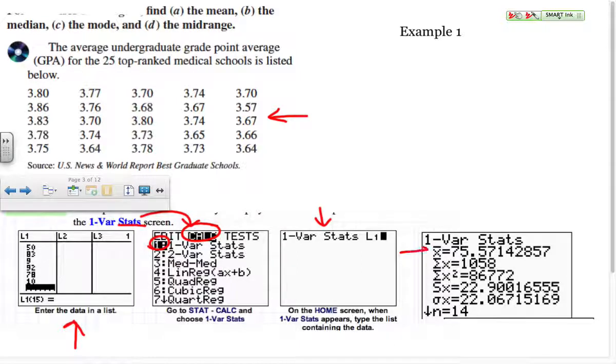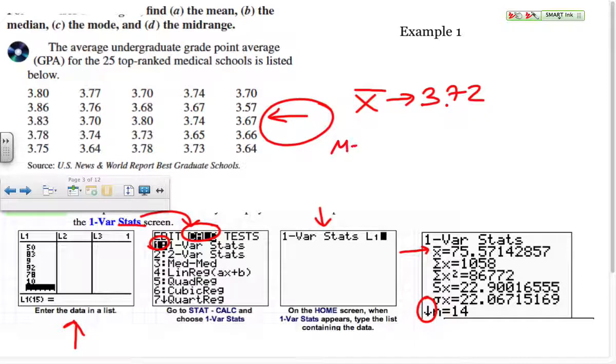This little X with a line over it is called the mean. It's also called X bar. That's a way that we use to denote the mean. So that number is the mean. So when I calculated this data here, I got a mean of 3.72. So my X bar was 3.72. Now, this doesn't show it, but if you were to scroll down, at one point, you're going to see something on the data that says MED. That stands for median. So my median is 3.73.